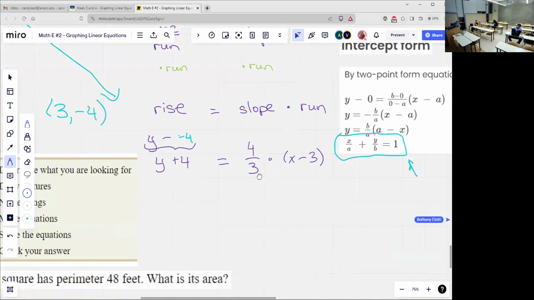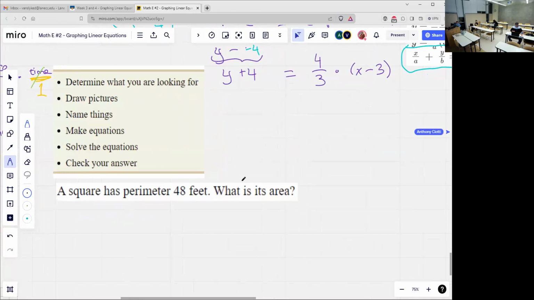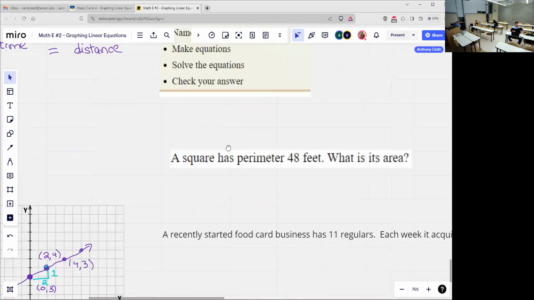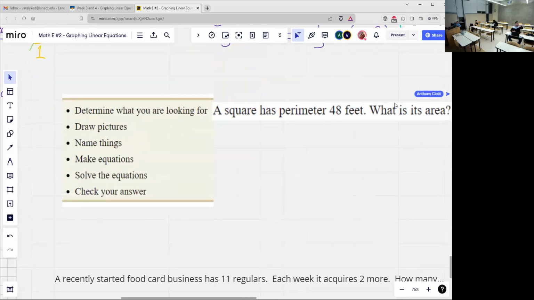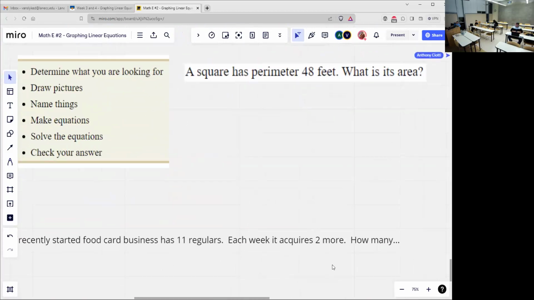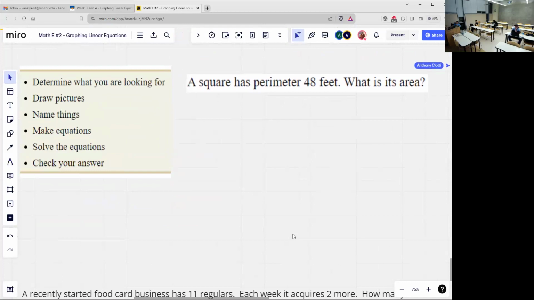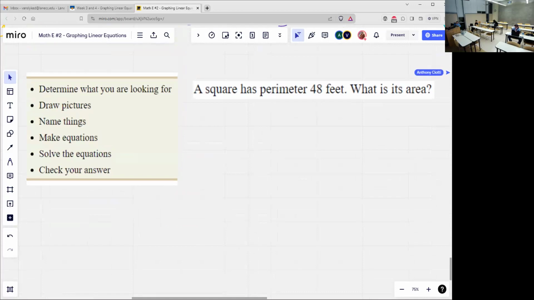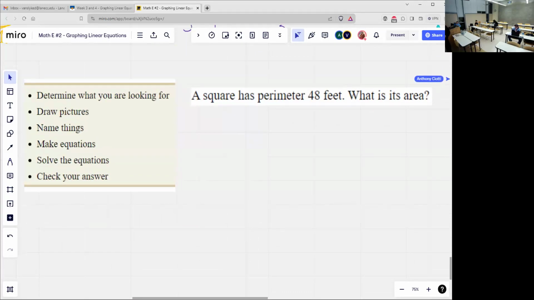Okay, here's my favorite word problem ever. Do you have a favorite word problem ever? A square has a perimeter of 48 feet. What is its area? Hopefully all of these words are ones you've heard before, but this is probably a problem that you can't just look at and see the answer. I have this problem even though it's not about graphing, because for most people, it's a very visual thing. It's not a hard thing, but it's a good one for talking about the process.